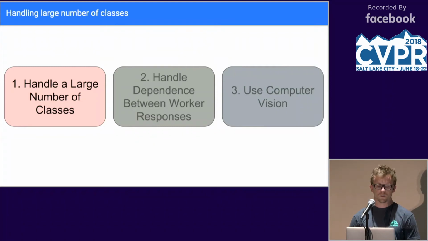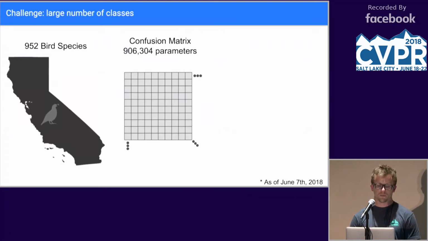So when there are a large number of classes, the traditional approach of learning a confusion matrix of skills for the workers breaks down. This is because of statistical and computational complexities that arise when trying to estimate the parameters of such large matrices. For example, even when restricting our problem to birds that occur only in California, we would still be estimating matrices with about 900,000 entries for each worker.